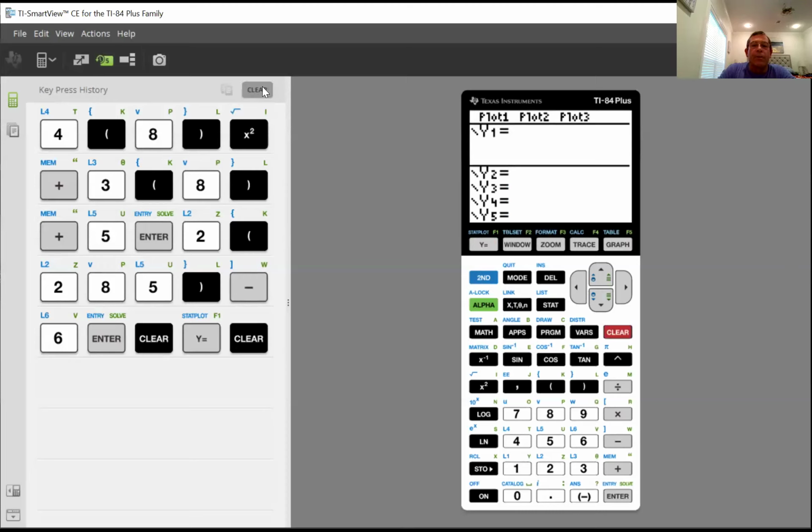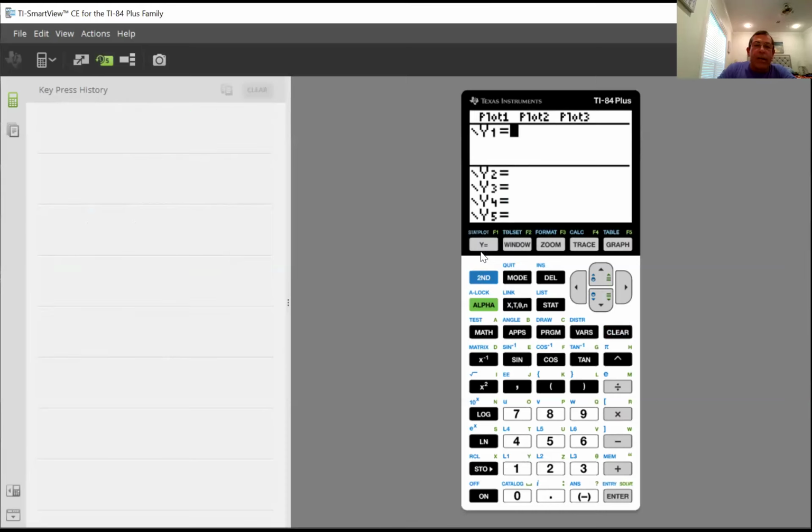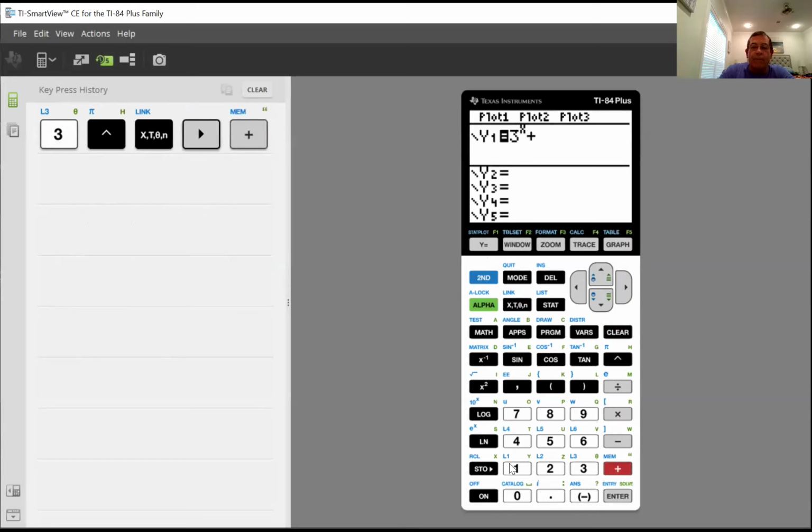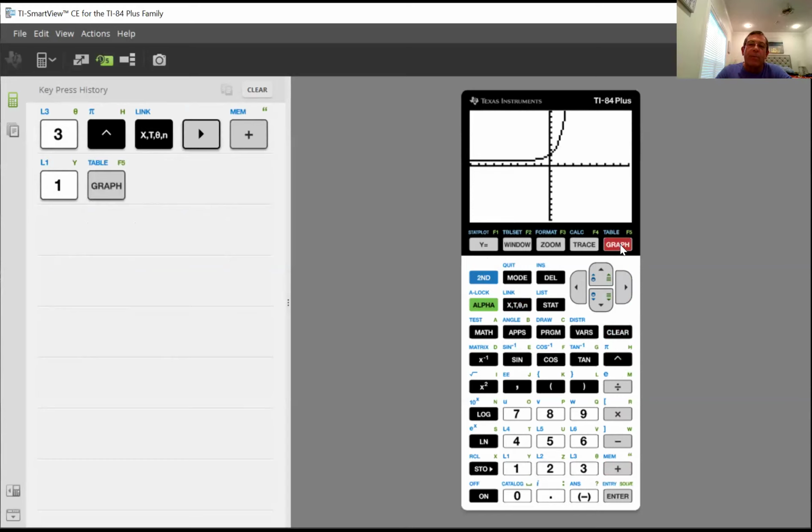I'm going to clear the history over here. All right, so I had 3 to the x. So 3 exponent x, and then arrow back down and put in a plus 1. Now their graph goes from negative 12 to 12, so it'll be pretty close to what we got. So I'm just going to hit graph without messing with my window.